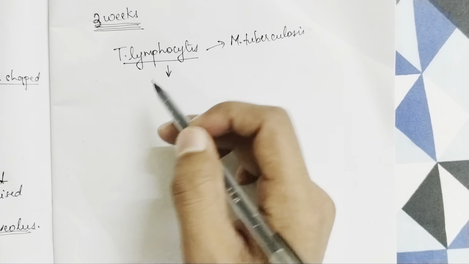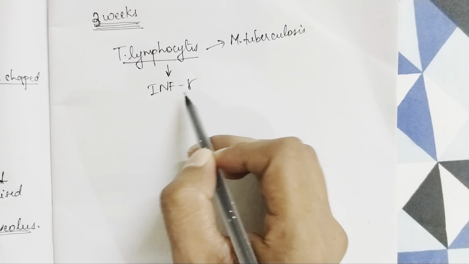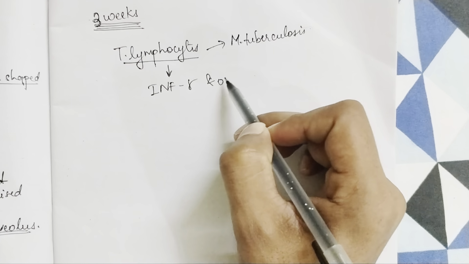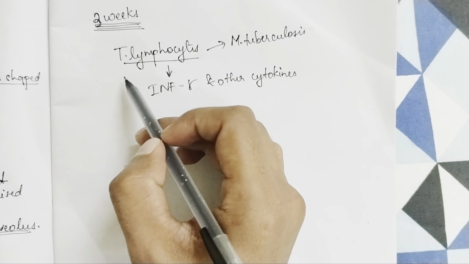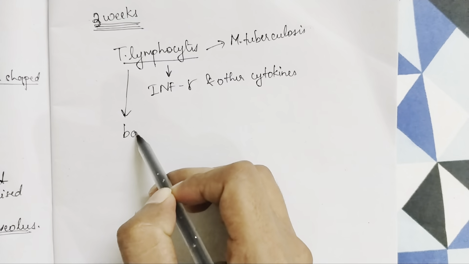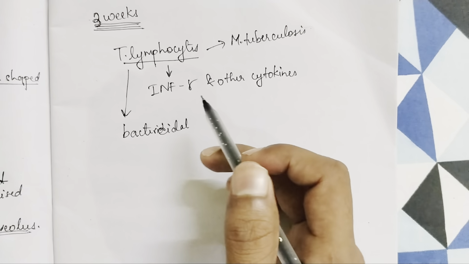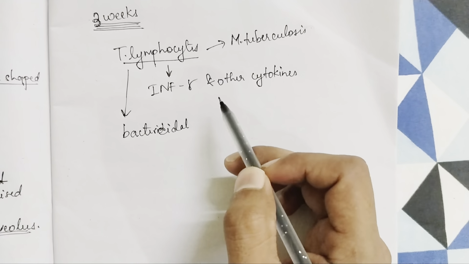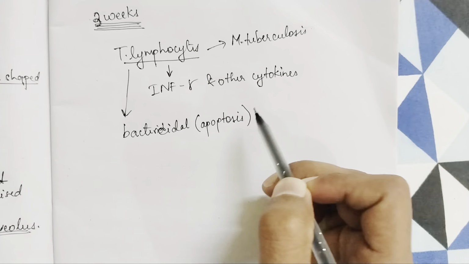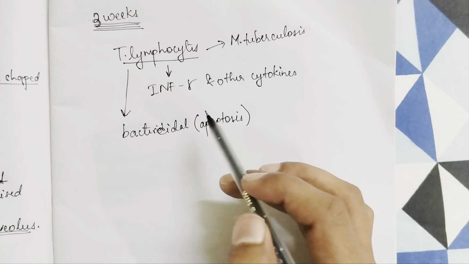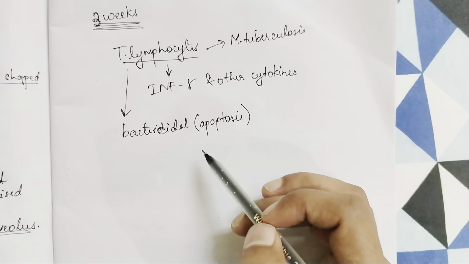How will it kill? It will secrete IFN gamma, which is interferon gamma, and other cytokines, and it will also tell the macrophages to become bactericidal, meaning to go and kill yourself and also the bacteria, meaning apoptosis. Apoptosis is programmed cell death. The T lymphocytes are programming the macrophages to go and kill Mycobacterium tuberculosis.